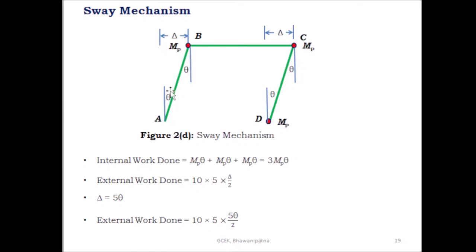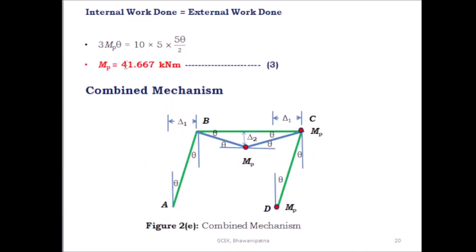Here you see the column height is given as 5 meter and this is the theta angle. So 5 into theta is equal to delta. You put the value of delta here. Then the external work done is equal to 10 into 5 into 5 theta by 2. Then equate the internal work done with the external work done. 3 MP theta is equal to 10 into 5 into 5 theta by 2. Then after simplification MP is equal to 41.667 kilonewton meter.